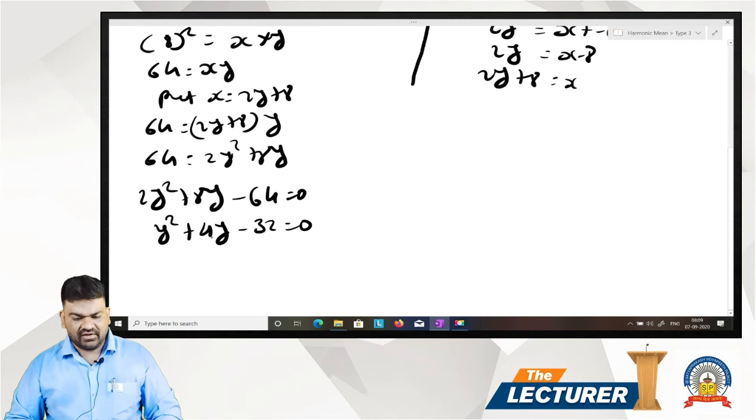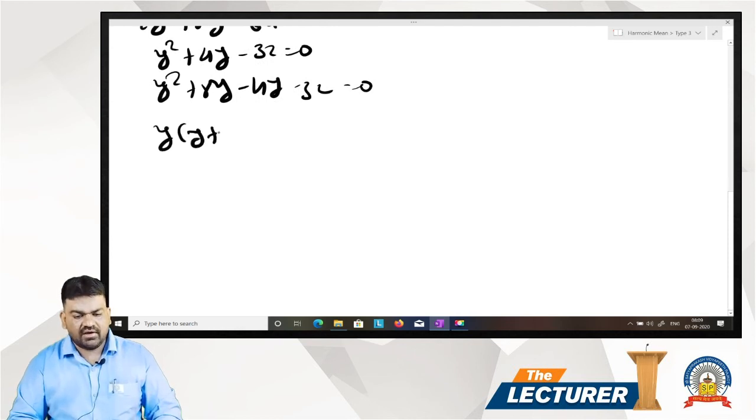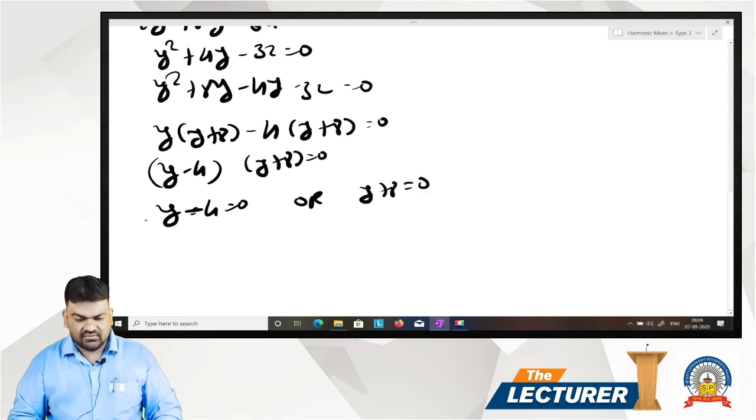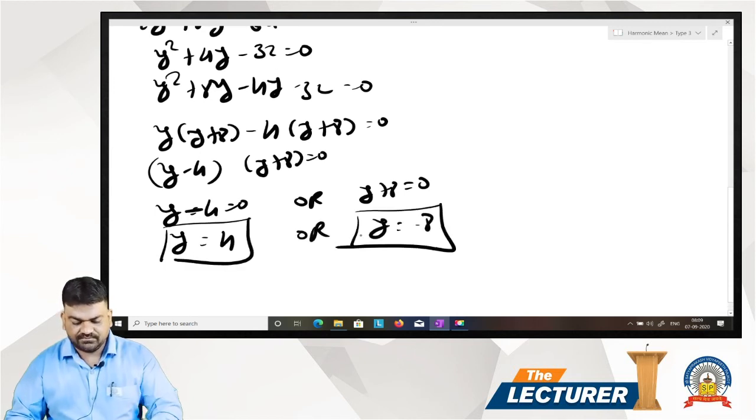We have to split 32 into parts such that their difference is 4. 8 multiplied by 4. y square plus 8y minus 4y minus 32 is equal to 0. y common, y plus 8, minus 4 common, y plus 8 is equal to 0. y minus 4, y plus 8 is equal to 0. y minus 4 is equal to 0 or y plus 8 is equal to 0. y is equal to 4 or y is equal to minus 8.